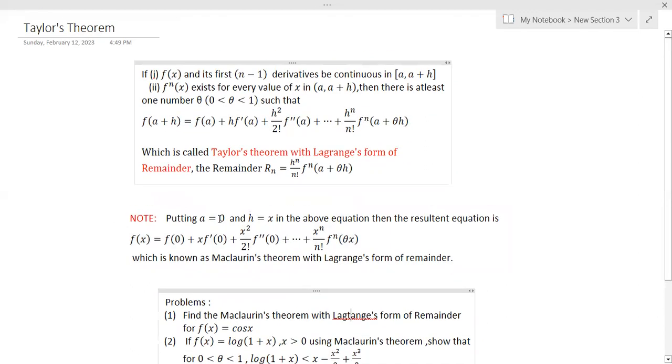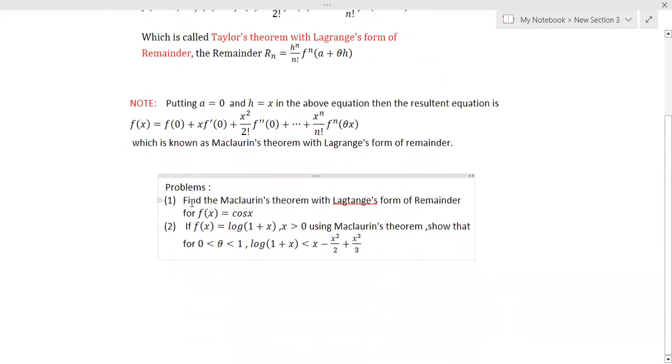Just put a equal to 0. You remember the Taylor theorem: in Taylor's theorem, you replace a with 0 and h with x, and we get Maclaurin's. Most of the time, the problems asked are based on Maclaurin's theorem. We will see that here. First problem: find the Maclaurin's theorem with Lagrange's form of the remainder for the function f of x equal to cos x.